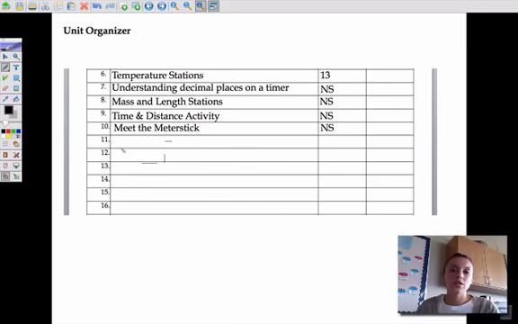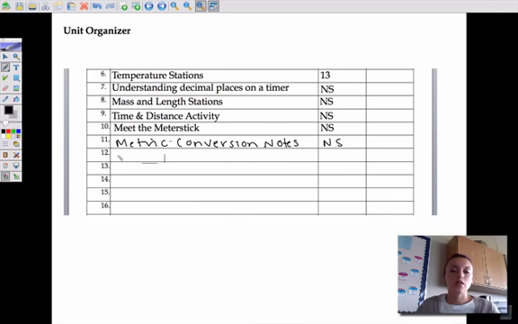So today's video is going to focus on metric conversions, which means we're going to go from one metric prefix to another. The first thing I need you to do is take out your green unit organizer sheet. In slot 11, you're going to write metric conversion notes. It's going to be worth no score.